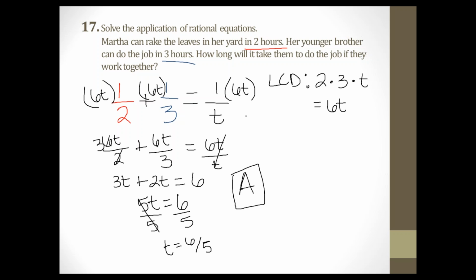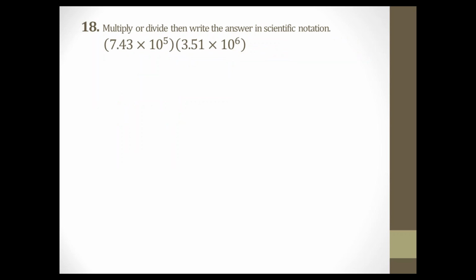All right, so 18, multiply or divide and write the answer in scientific notation. We're going to start by multiplying the numbers. So we're basically doing 7.43 times 3.51, and then we're going to multiply that by 10 to the 5th times 10 to the 6th. Multiplication is commutative, so you can switch all that around and you'll get the same answer. So let's take care of the decimals first.